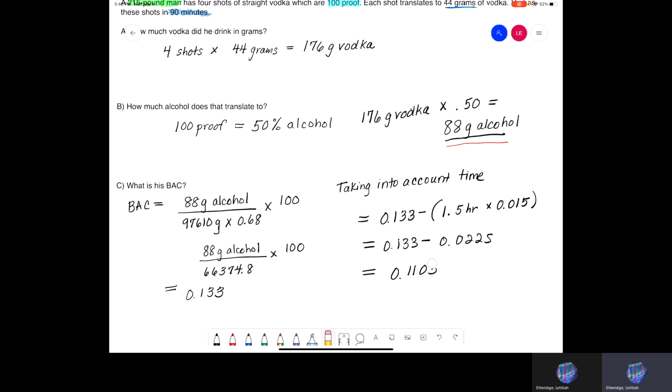Let's leave it to what law enforcement would write down. So my dude is over the legal limit. He better get himself an Uber because he can't drive. Hopefully that was helpful, y'all.